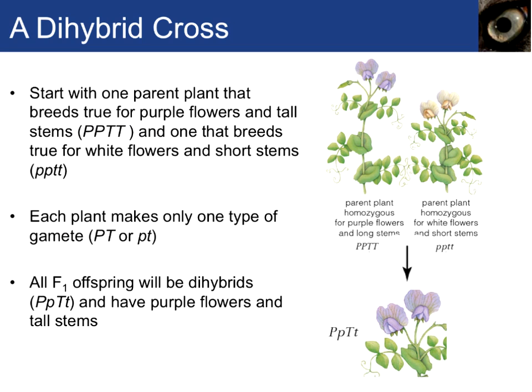So each plant in this cross makes only one type of gamete. The gametes either have capital PT or they have lowercase pt. And so all the offspring, or F1 offspring, are going to be dihybrids, or heterozygotes, for both of the traits being studied. So they all have capital P, lowercase p, capital T, lowercase t, and they have purple flowers and tall stems.